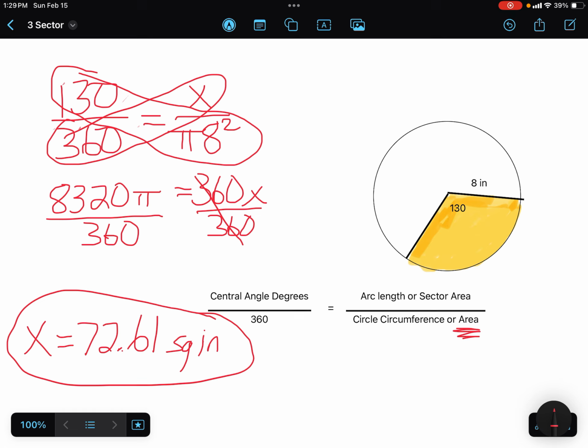Now, you can also use this same proportion if you are asked for a different unknown. So like if you were given the arc length or the sector area and you were given a way to find circumference or full area of the circle, you could solve for the central angle degrees just by putting your unknown, putting your variable in the place in this proportion that you're looking for. The math on it would really be the same. So you can do all kinds of things with this.